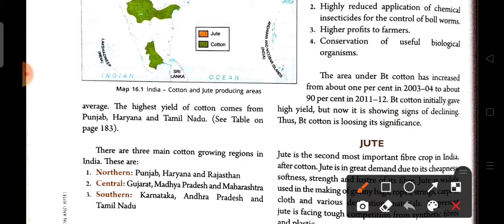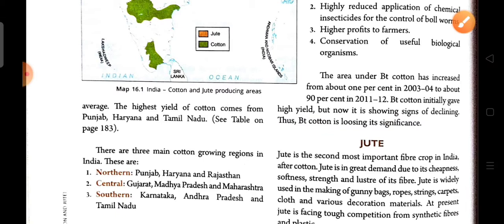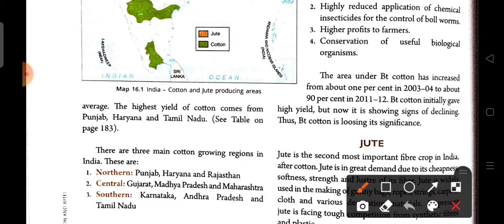But BT cotton initially gave high yield, and now it is showing signs of declining. Thus, BT cotton is losing its significance. So here we see that nowadays the BT cotton does not give such a high yield of production as it gave previously. For that reason, the BT cotton is losing its significance.